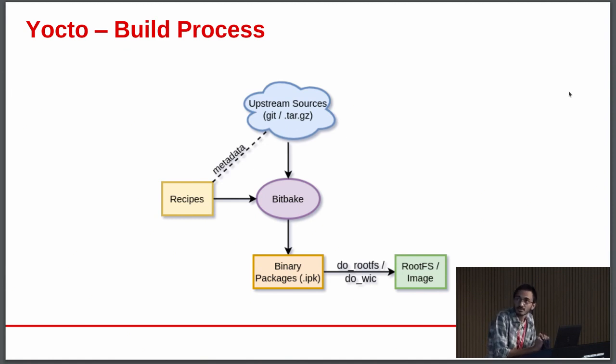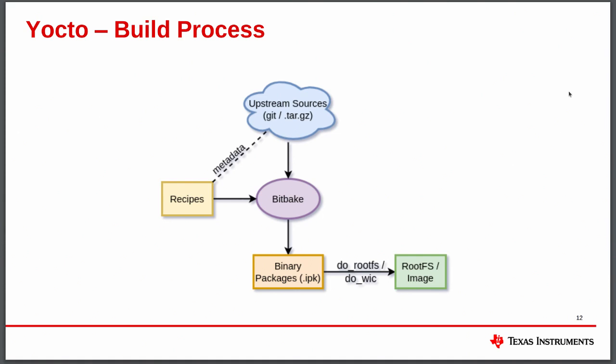So yeah, the build process of Yocto. In Yocto, the sources are just recipes. The recipes just contain metadata of the upstream sources and how to build them. So bitbake parses these recipes and then clones or downloads the upstream sources and builds them as binary packages. These packages are IPKs. These can be installed with OPKG, the alternative of DPKG in OpenEmbedded.